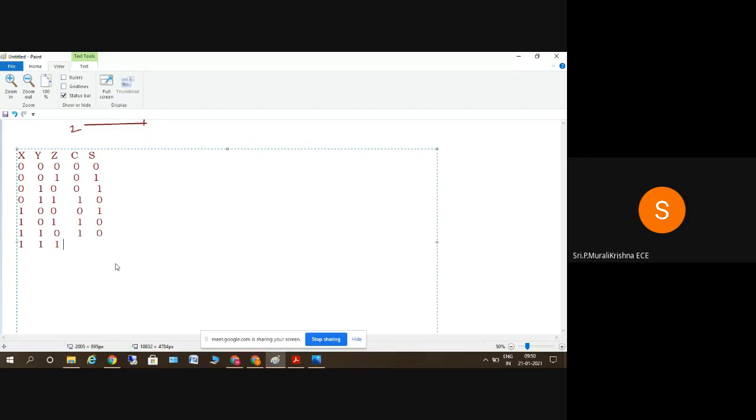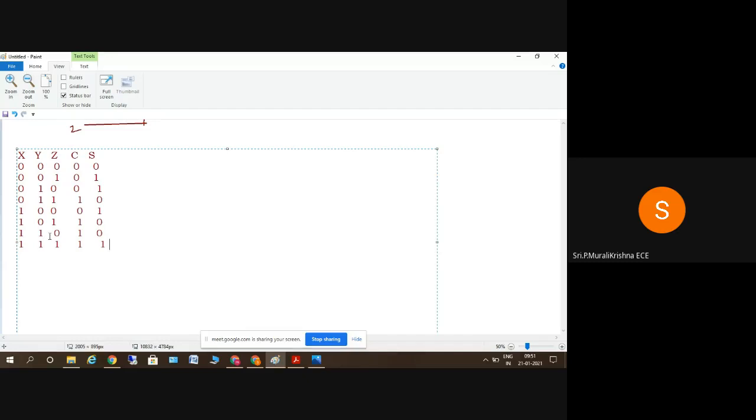So what happens here? If I add 1 plus 1, it is 2, and 2 plus 1, it is 3. So what is 3 in binary? It is 1 1, right? So 3 is equal to 1 1. Then sum will be equal to 1 and carry will be equal to 1 here, when it is triple 1.